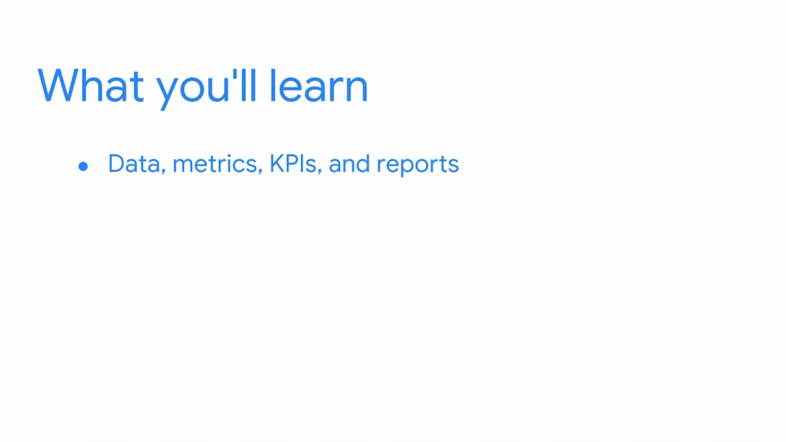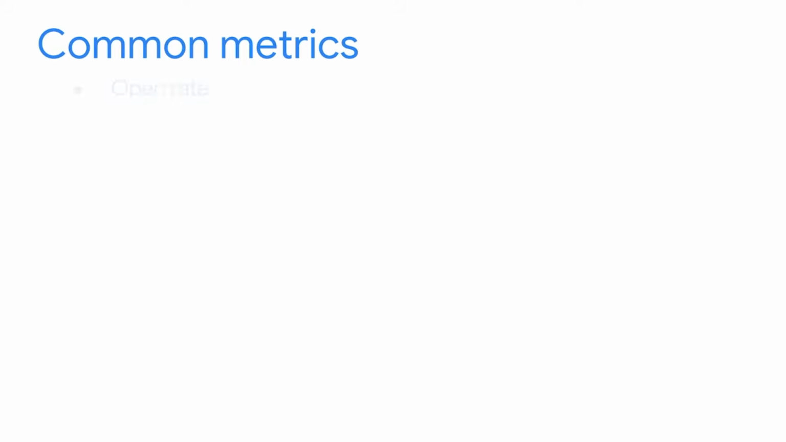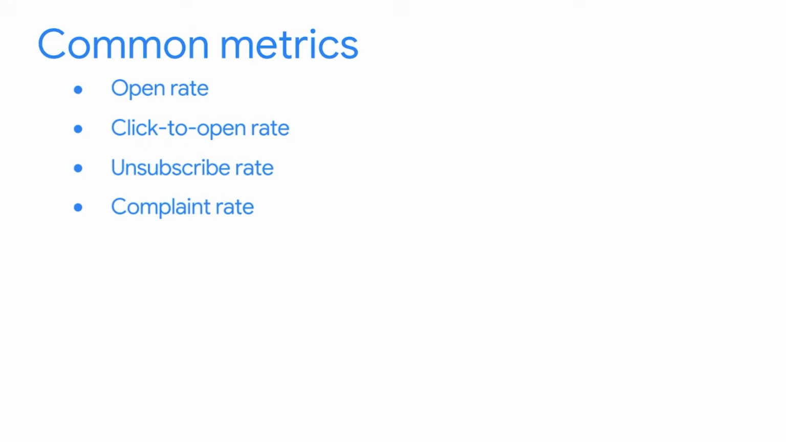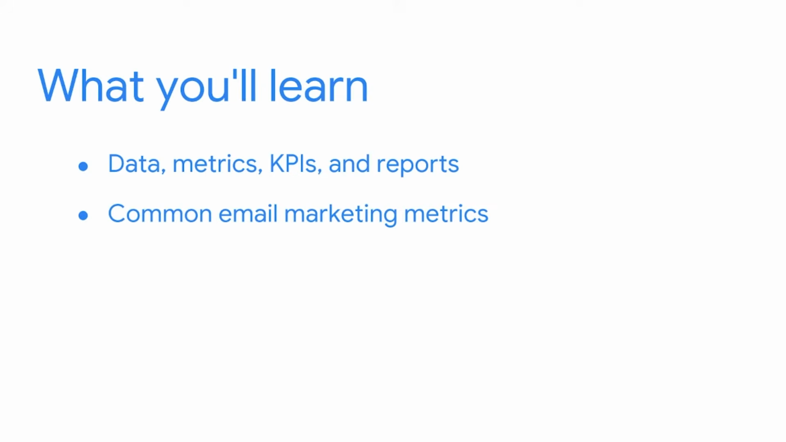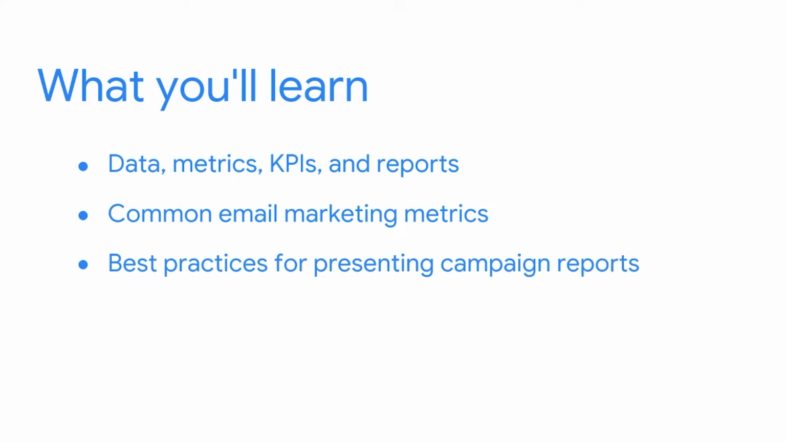Then, I'll talk to you about the common email marketing metrics most digital marketers use to determine a project's success rate. Those are open rate, click-to-open rate, unsubscribe rate, complaint rate, conversion rate, forward rate, list growth rate, bounce rate, and your campaign's ROI. Then you'll discover best practices for presenting those campaign results to stakeholders.